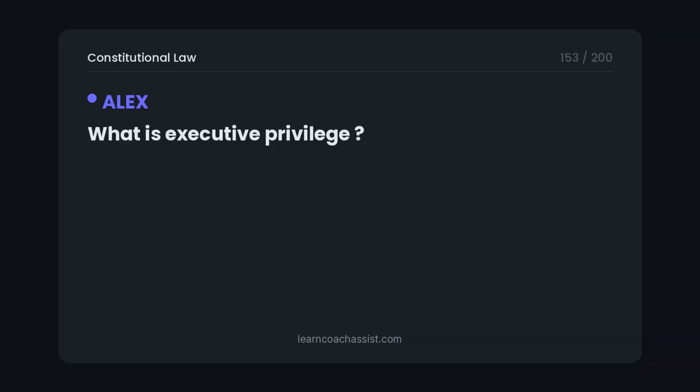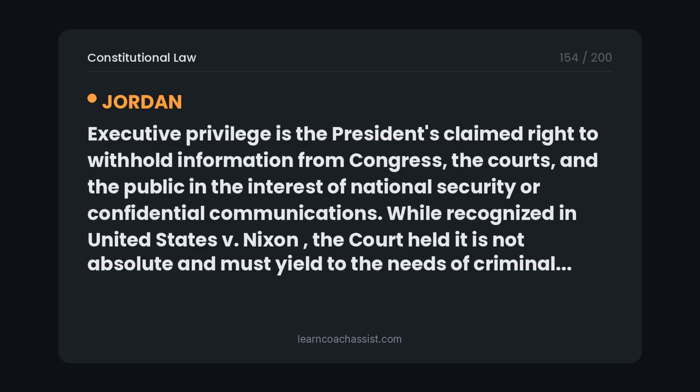What is executive privilege? Executive privilege is the president's claimed right to withhold information from Congress, the courts, and the public in the interest of national security or confidential communications. While recognized in United States v. Nixon, the court held it is not absolute and must yield to the needs of criminal justice.